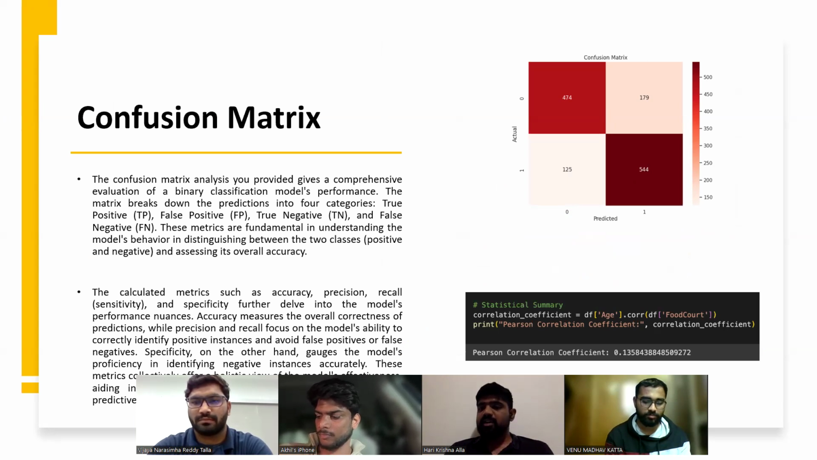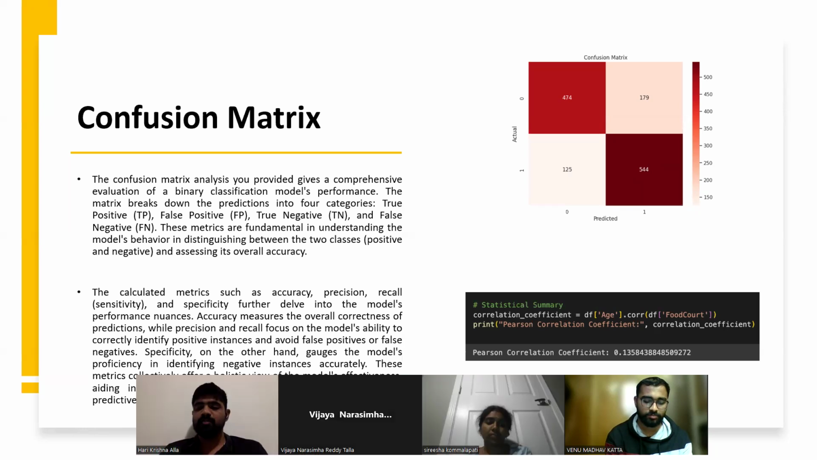Coming to the confusion matrix, this evaluates a model's performance by categorizing predictions into true positive, true negative, false positive, and false negative. These categories help understand the model's accuracy in distinguishing between the two classes, either positive or negative. Also, metrics like accuracy, precision, and recall provide further insights for this home planet. Accuracy measures the overall correctness of the prediction, whereas precision and recall focus on identifying positive instances correctly and avoiding false positives or negatives.